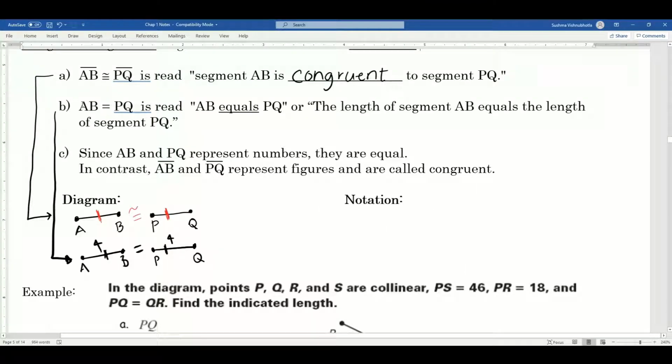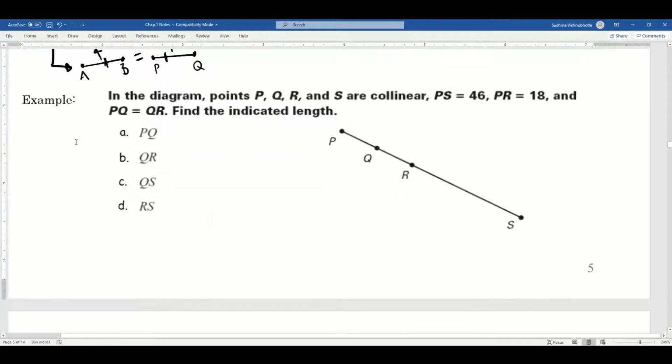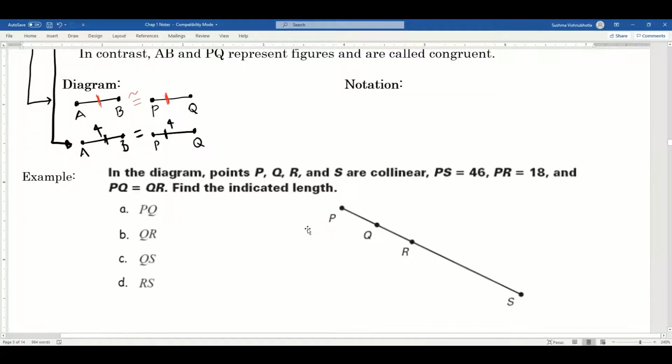And are all congruent segments equal to each other? Sometimes, but sometimes you don't know the measure. You don't know the numerical quantity of that segment. So you can't really say they're equal. It would be more appropriate to say that they're congruent. All right. But this notation is going to be really important.